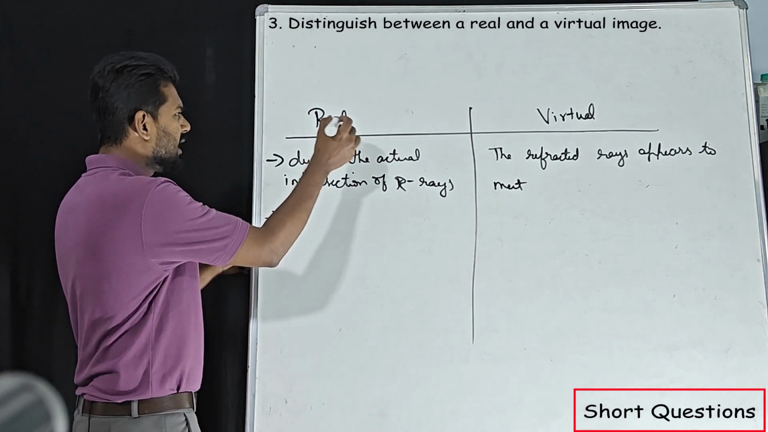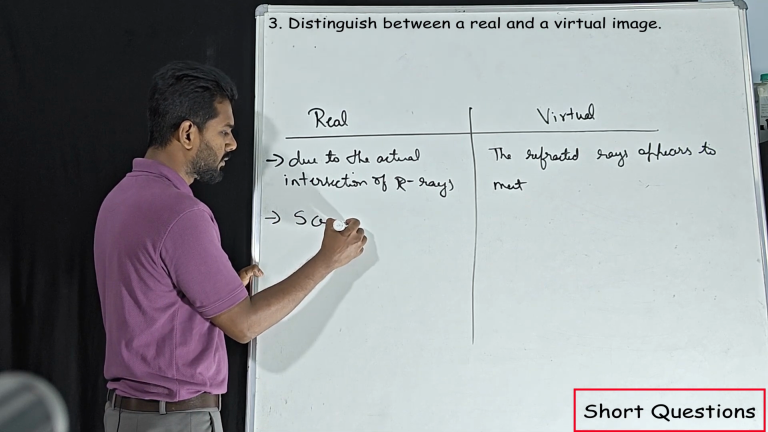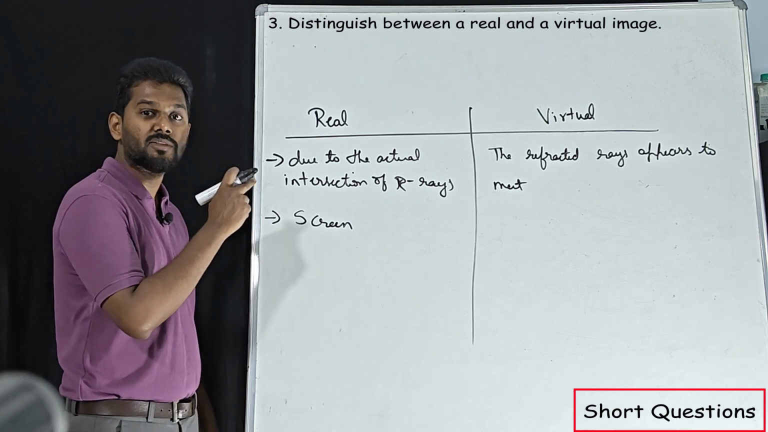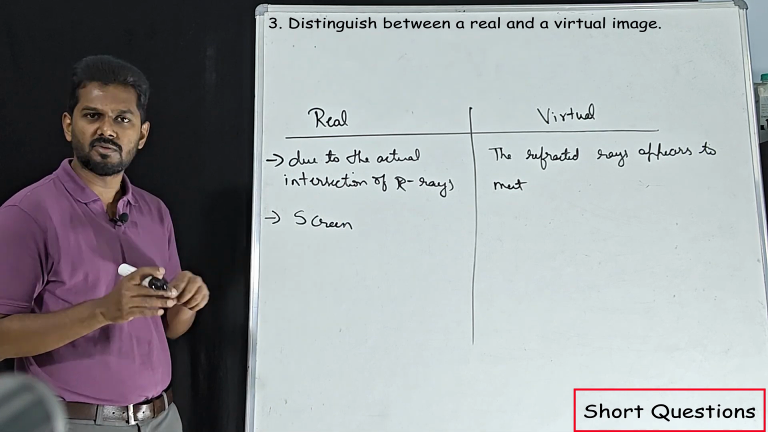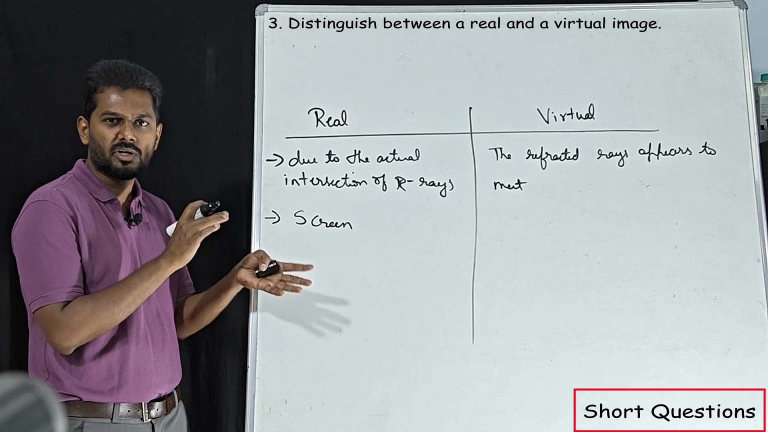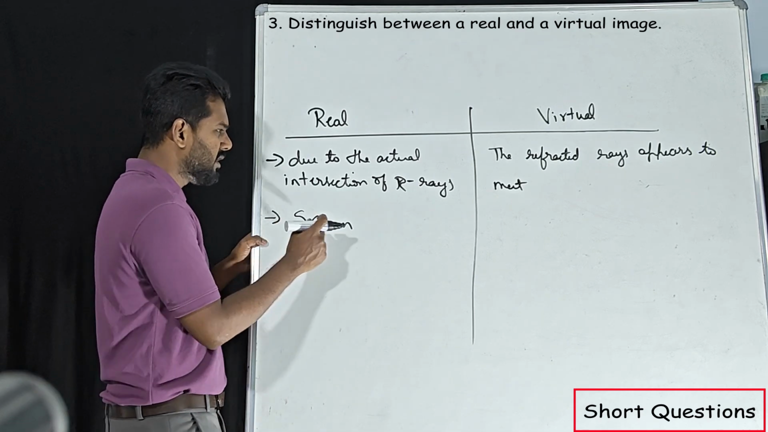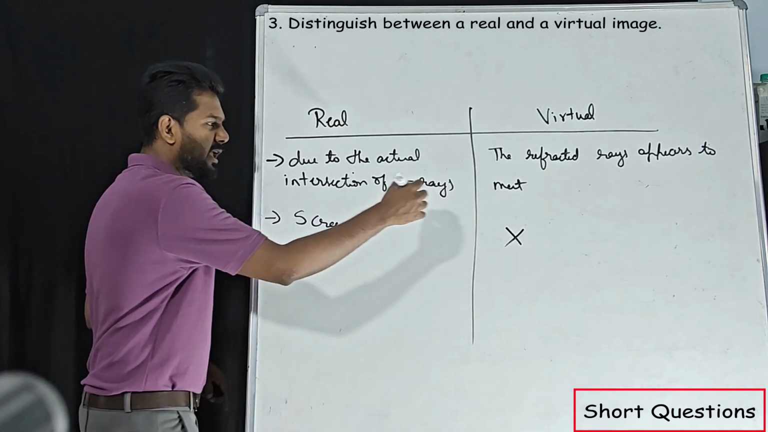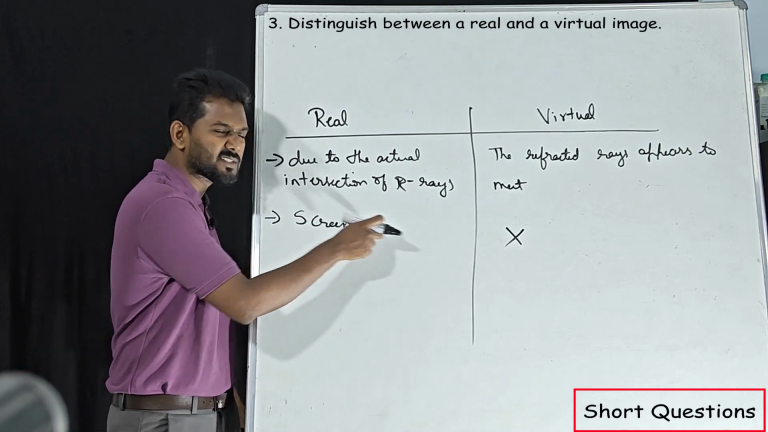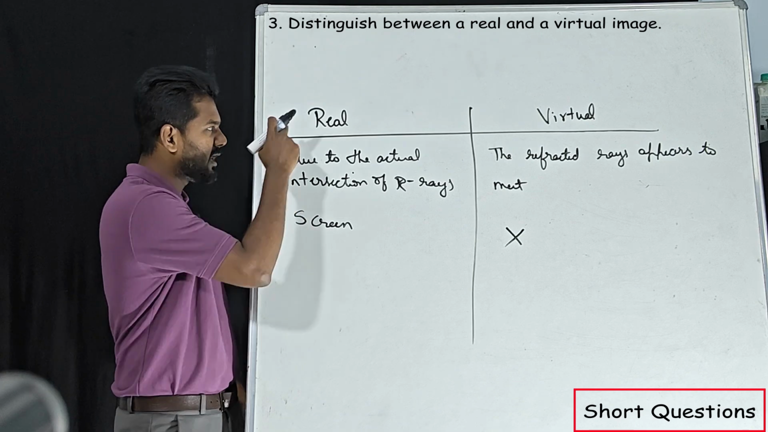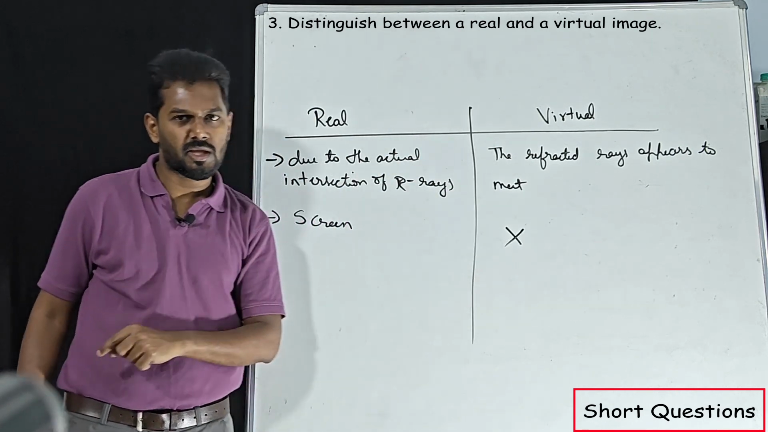Then real images can be obtained on the screen. See, you have to write it in full form when you are writing in the exam. Screen means they will not understand. For you, just to save the time, we are using the short forms. Understand and make a note of it. Real images can be obtained on the screen, virtual images cannot be obtained on the screen.